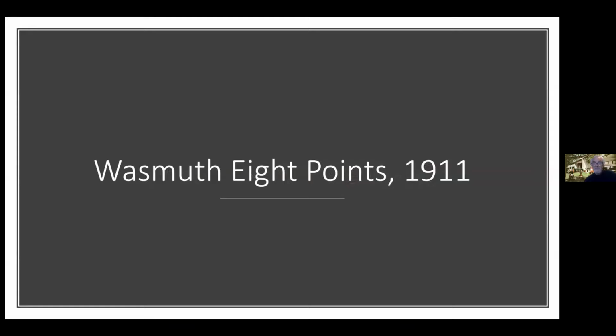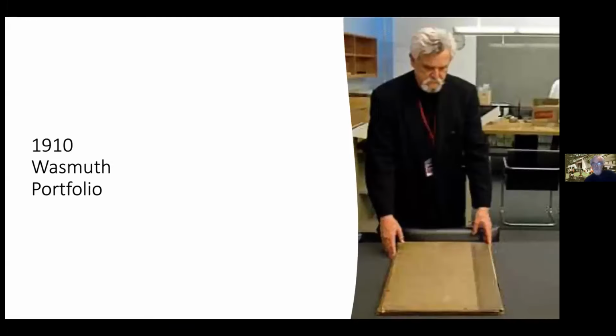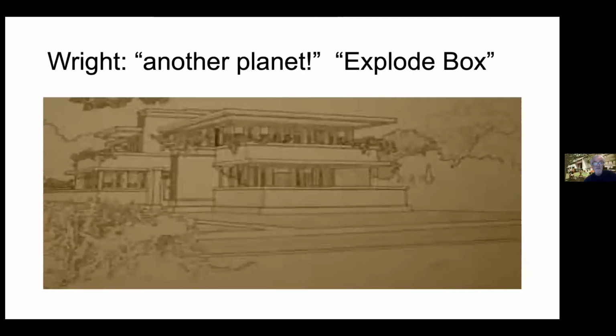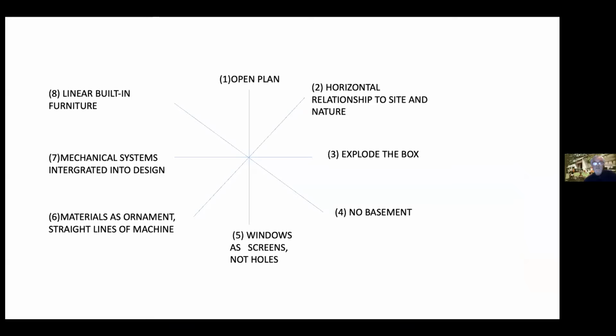So on the 8 points, which were in the Wasmuth Portfolio, I'm handling here the copy that belonged to Lloyd Wright, which is now at the Getty Institute, with these wonderful lithographs adapted from Marion Mahony's drawings. The open plan, a horizontal relationship to the site and to nature, exploding the box, no basement, windows as screens, not holes, materials as ornament, straight lines of the machine, mechanical systems integrated into design, and linear built-in furniture.